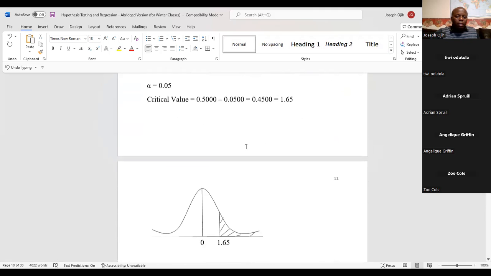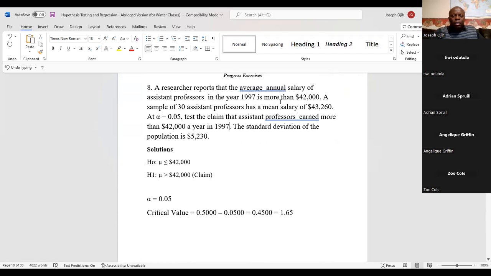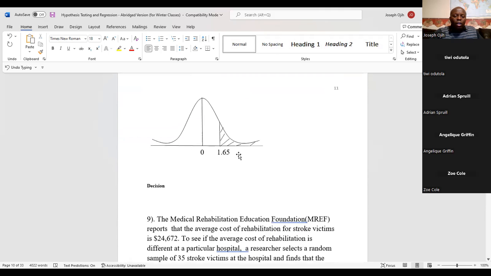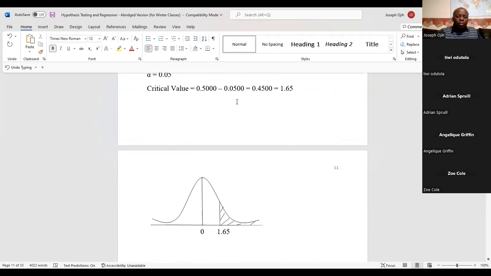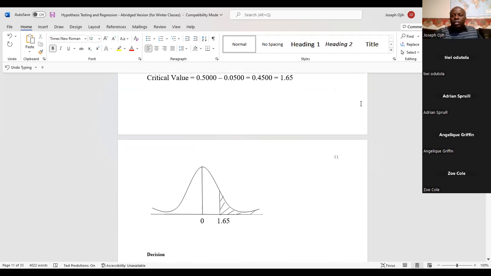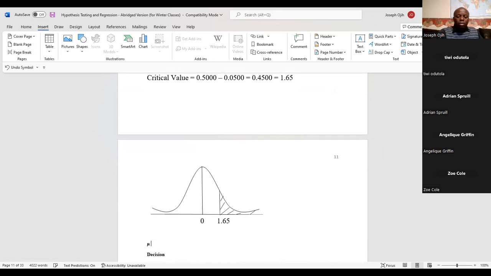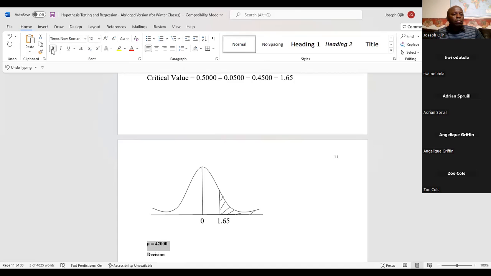Remember that it says here that the mean, the average annual salary, is 42,000. So our mean is 42,000. So you can put it here. Let's put everything we need to run the test. The mean equals 42,000. I'm going to make it bigger because this is too small.